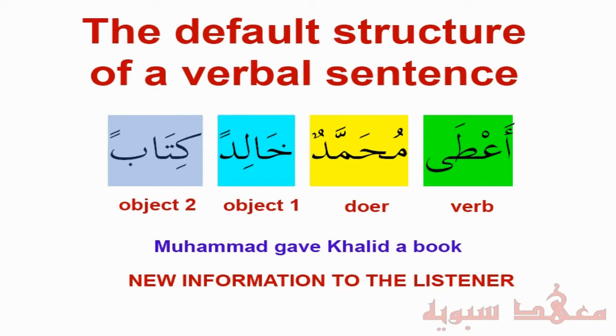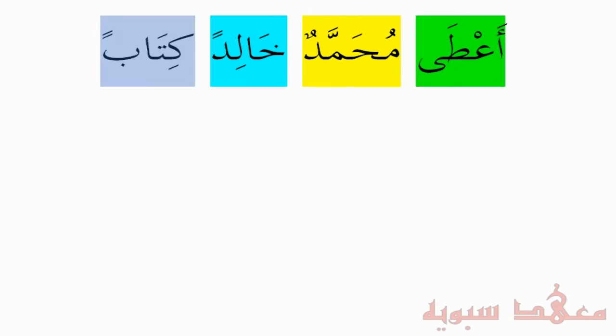Now in English, we have Muhammad gave Khalid a book. So one thing to note about English is that we can't rearrange the words in the sentence. This is the only way to write this sentence. So for example, if I changed Muhammad and Khalid around, it would change the doer and the object of the sentence. Now, what happens when we change the position of words? This is where it gets very interesting. So this is the default structure of the sentence.